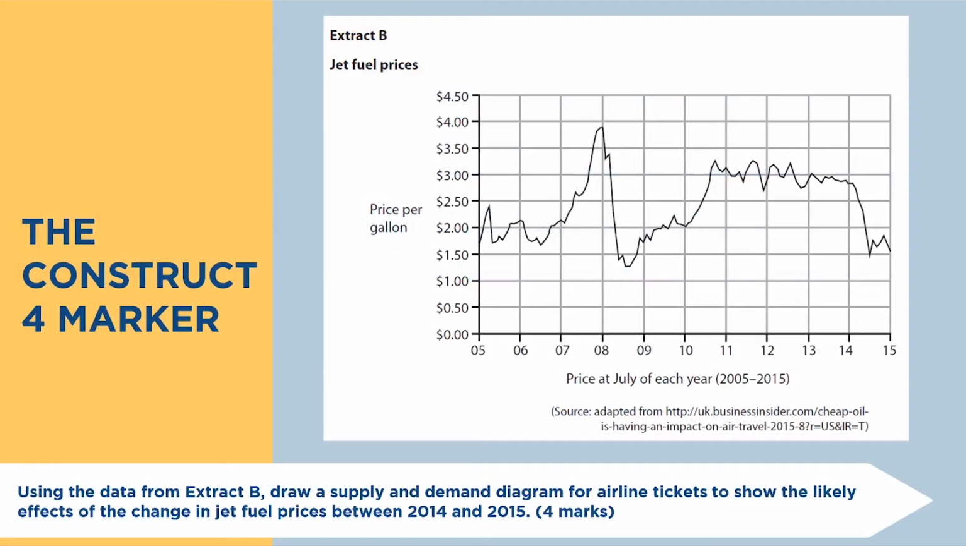Before I do that, if you want to have a go at doing this question, the question's on the screen. Using the data from extract B, draw a supply and demand diagram for airline tickets. So remember, you're looking at what the supply or demand is for airline tickets to show the likely effects of the change in jet fuel prices between 2014 and 2015.